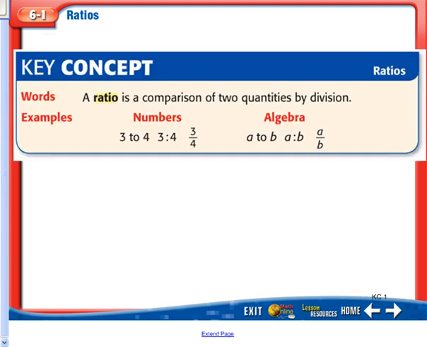The key concept is a ratio is a comparison of two quantities by division. It can be stated in several different ways, such as 3:4, 3 to 4, and 3/4 are all potential ways. Algebraically, it would be A to B, and A over B.